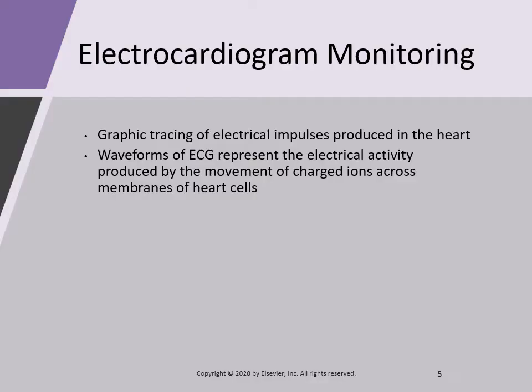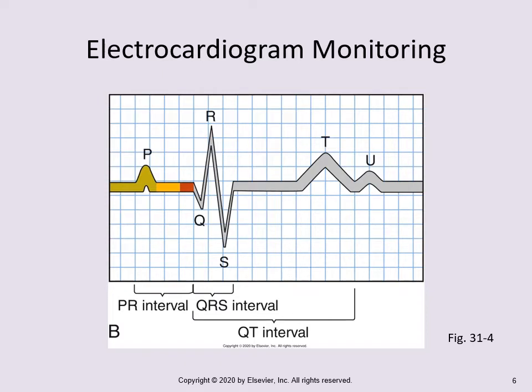An electrocardiogram, abbreviated either EKG or ECG, is a graphic representation of electrical impulses moving through the heart. The waveforms are impulses moving through the heart. The waveforms of the EKG represent electrical activity produced by the movement of the charged ions across the membranes of the heart cells. This slide shows the graphic representation of a single heartbeat.